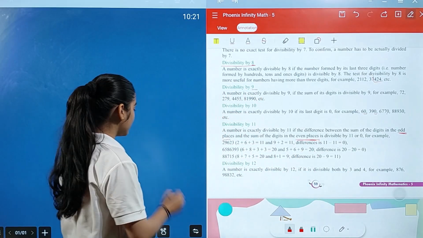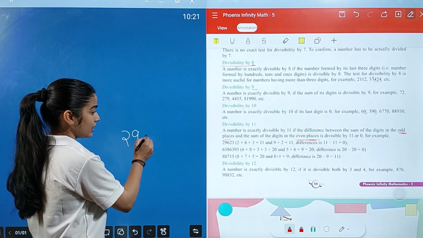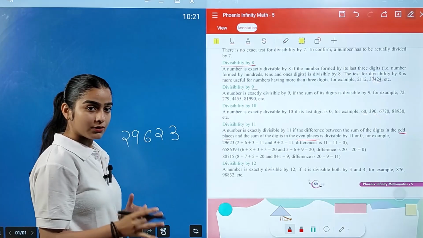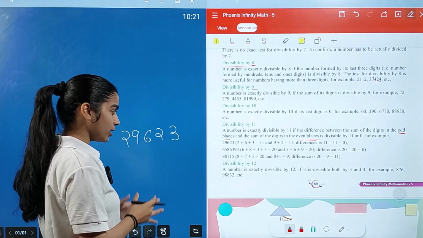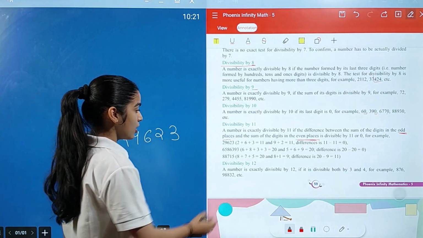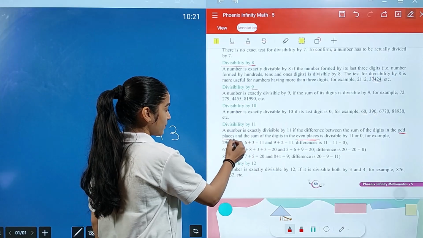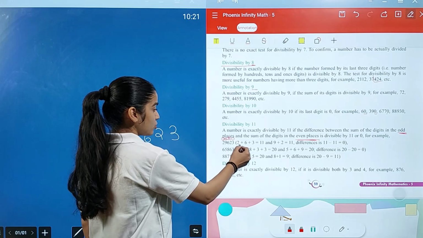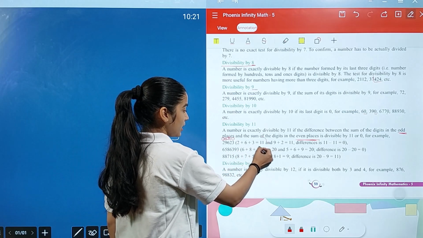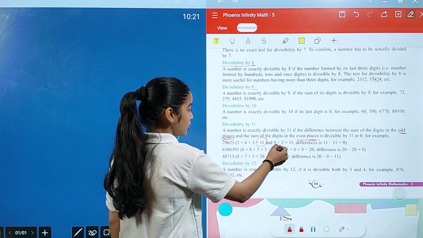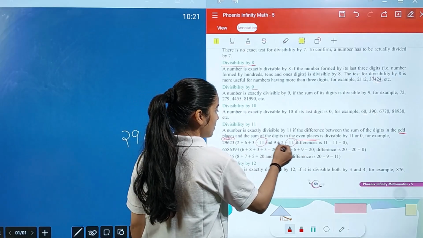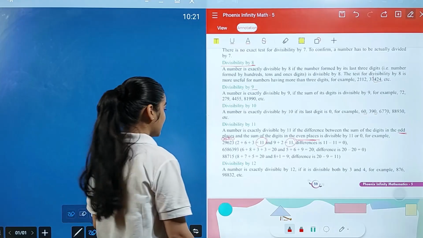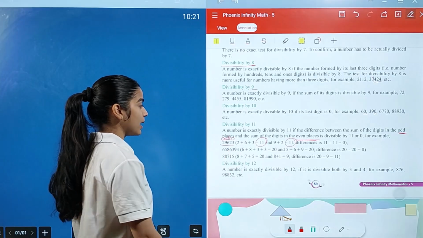For example, you have 2, 9, 6, 2, 3. First you have to divide the place values into odd and even places. Odd, even, odd, even, odd. So 2 plus 6 plus 3 is equal to 11, and 9 plus 2 is equal to 11. 11 minus 11 is equal to 0. In this case, you can say that the given number is divisible by 11.